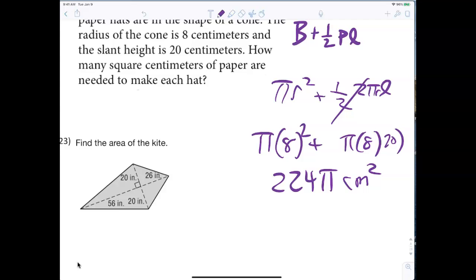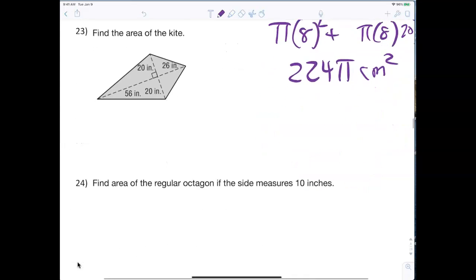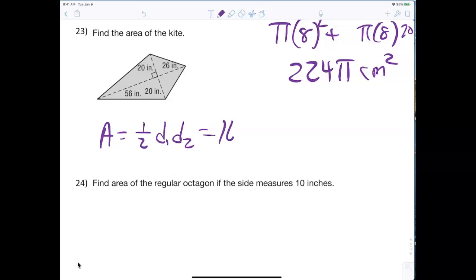Pretty easy? All right, here we go. Find the area of the kite. Now remember the formula. You should be able to tell me, area equals what? 1/2 diagonal 1 times diagonal 2. How much? 1,640 inches squared.